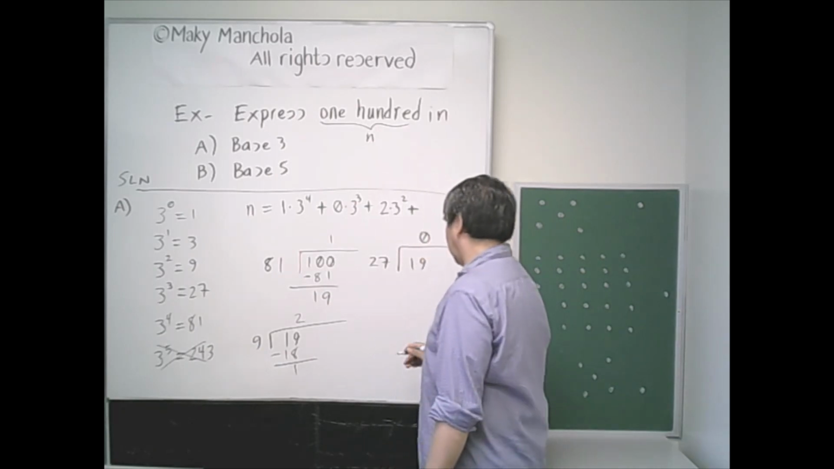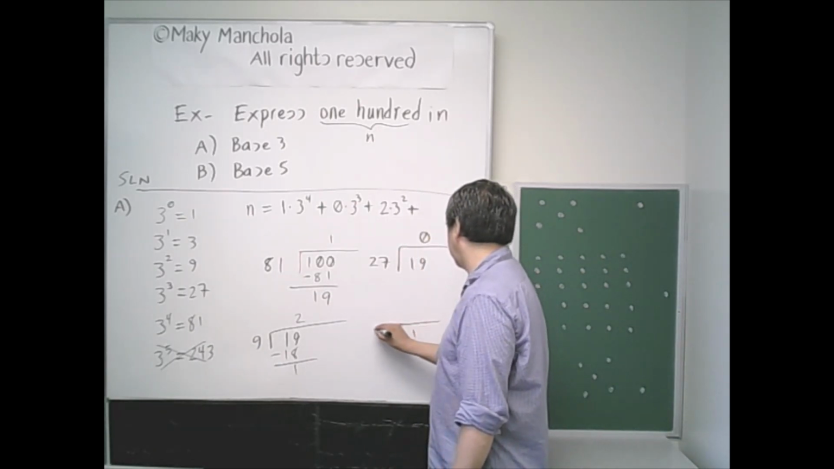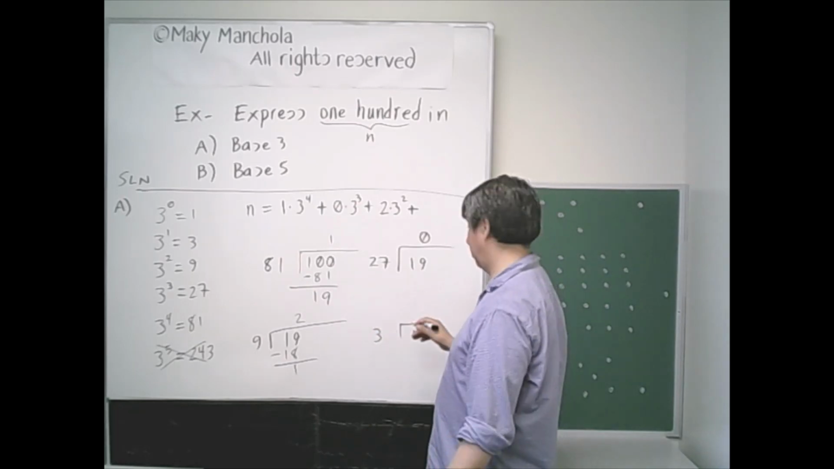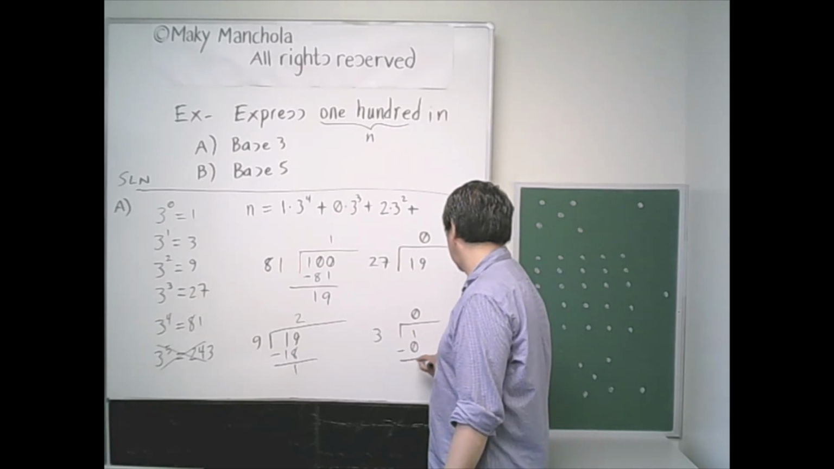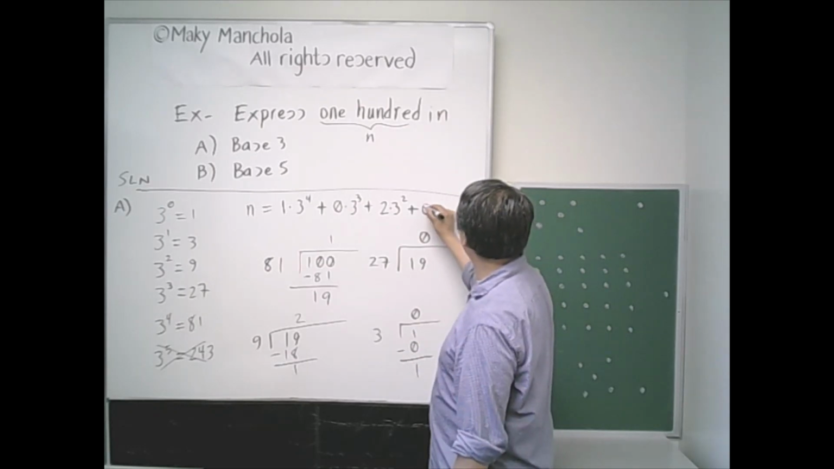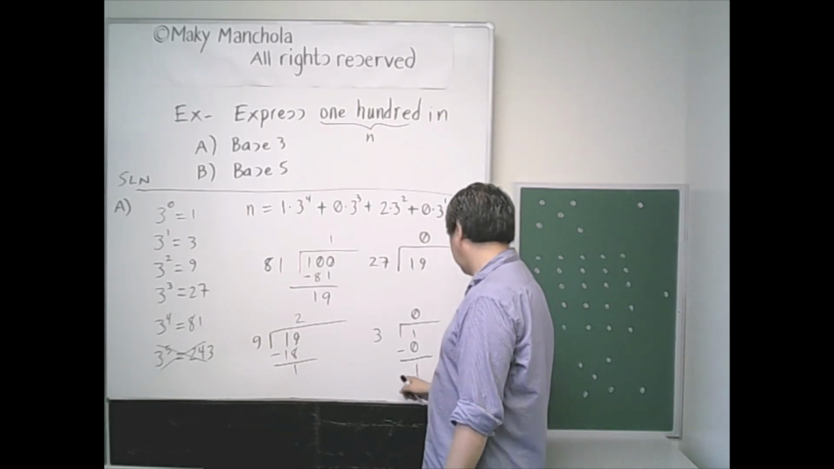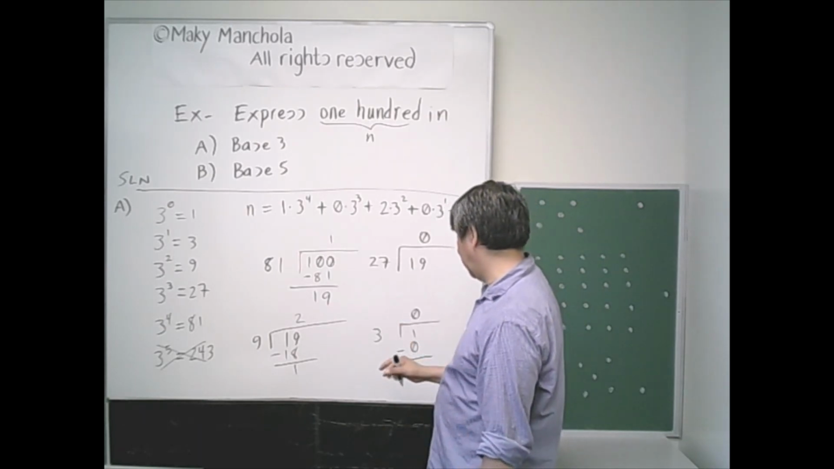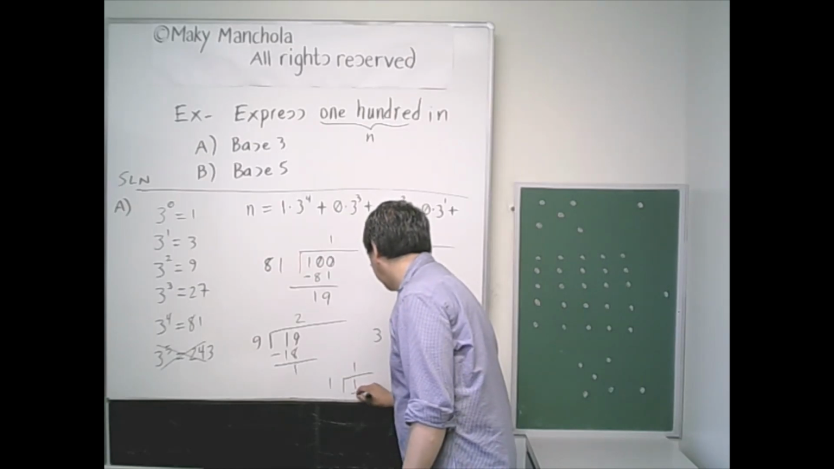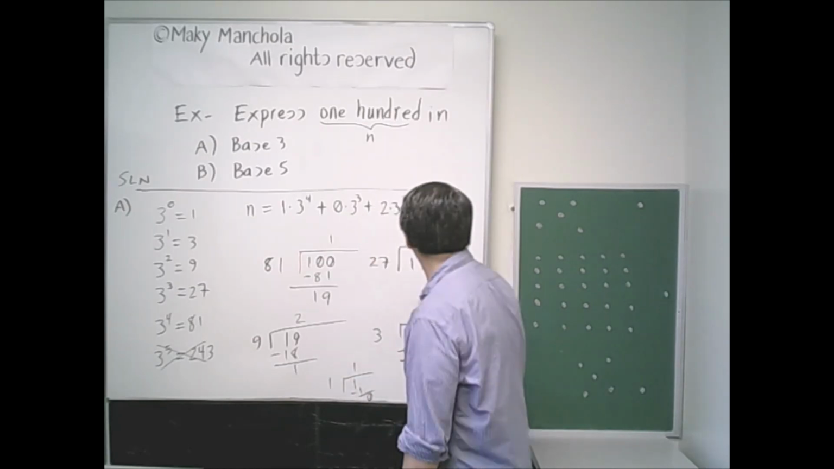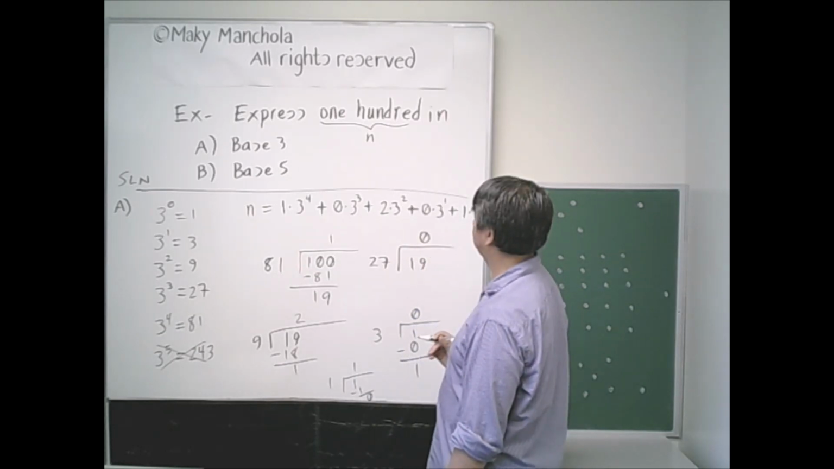Plus, now how many 3s are in 1? 0 of them. There are no 3s in 1. So plus 0 times 3 to the first, plus, and then finally 3 to the 0, which is 1. How many times does 1 go into 1? Well, 1 time. So I'll say 1 times 3 to the 0.